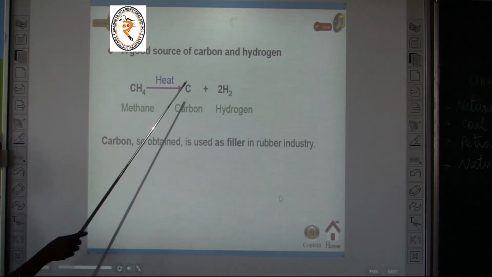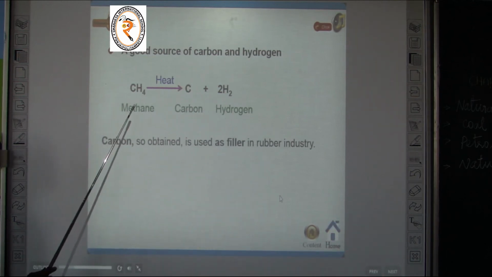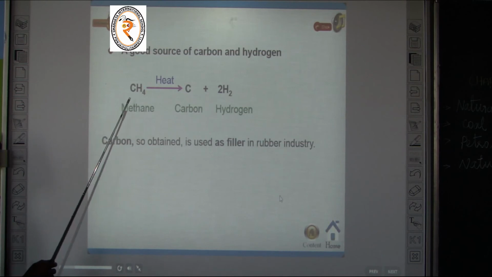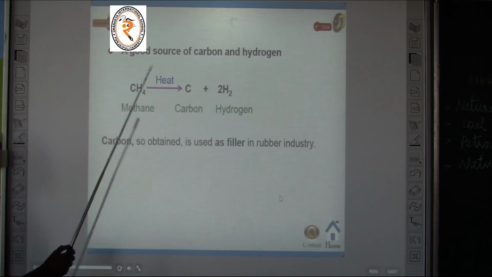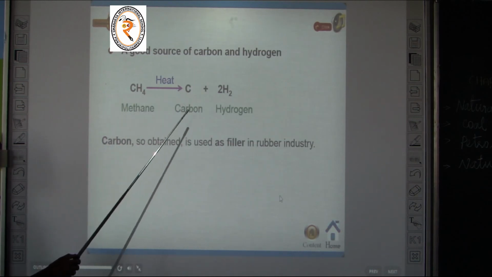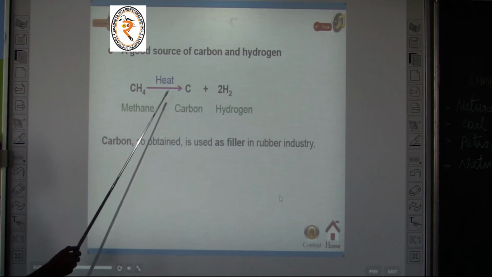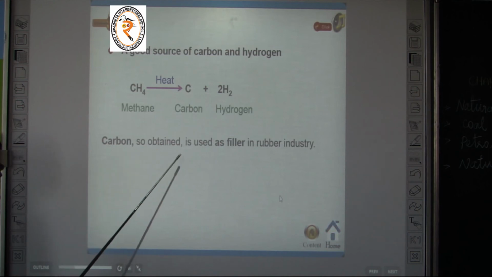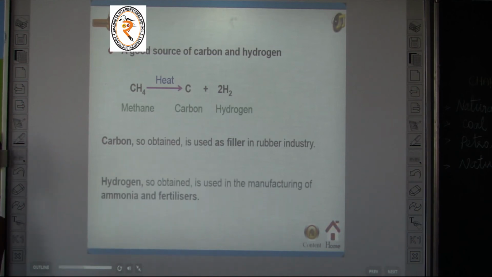See, a good source of carbon and hydrogen, CH4. It is methane. We already know that natural gas consists of 95% methane. What is the chemical formula for methane? It is CH4. C denotes carbon and H denotes hydrogen. So it is a good source of carbon and hydrogen. When we heat this methane, it produces carbon and hydrogen. So carbon C plus 2H2 hydrogen. Carbon so obtained is used as a filler in the rubber industry.